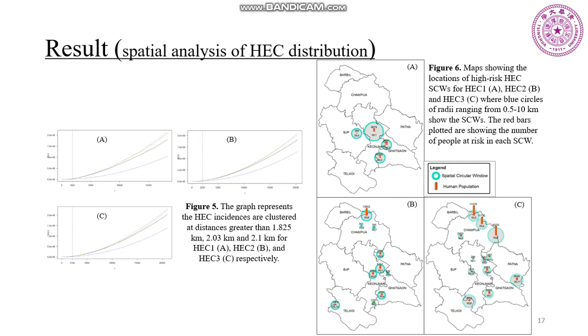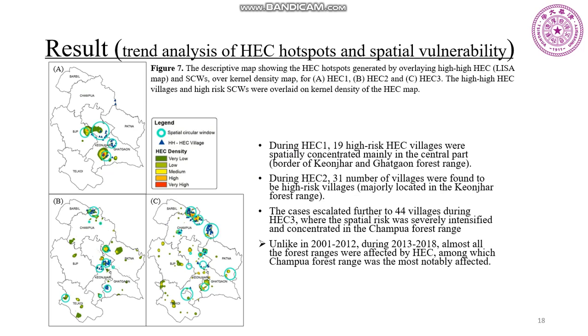On the right side, the graph clearly shows that for all 3 temporal phases, HEC1, HEC2, and HEC3, the distribution of HEC is truly, or significantly, clustered. Here the blue circles in the maps show the window for HEC clusters, and the red bar shows the number of people who are vulnerable to human-elephant conflict.